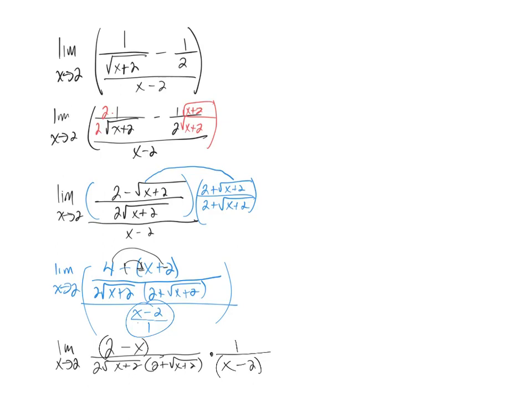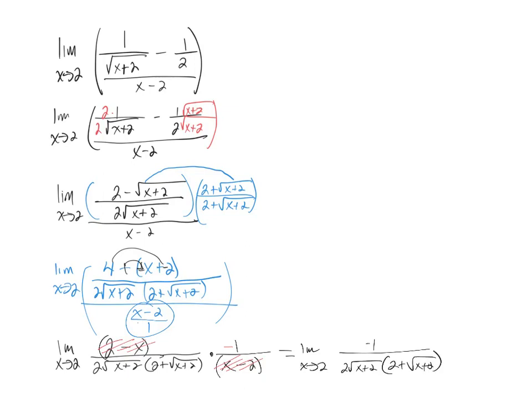Of course they're not quite the same as each other. One is 2 minus x and one is x minus 2. It is okay to cancel them though, as long as we find and account for that extra factor of negative 1, because 2 minus x is the opposite of x minus 2. So we'll put that negative in there and we should be good to go. We have the cancellation, so the limit as x approaches 2 of negative 1 over 2 times root of x plus 2 times the quantity 2 plus root of x plus 2.